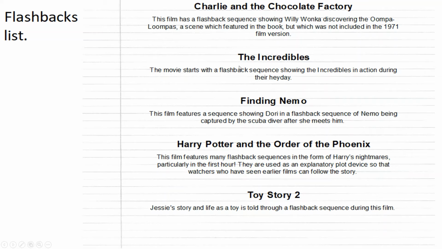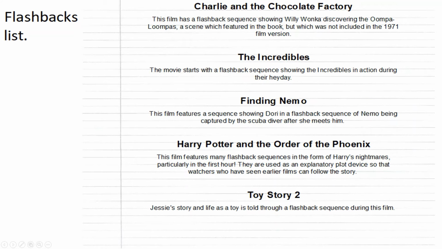Okay, so my list of flashbacks, I had Charlie and the Chocolate Factory. So in the new film, there was a flashback sequence showing Willy Wonka discovering the Oompa Loompas, a scene which featured in the book but was not included in the 1971 film version. There's The Incredibles. The movie starts with a flashback sequence showing the Incredibles in action during their heyday, so when they were really popular, when they were allowed. Finding Nemo, the film features a flashback sequence of Nemo being captured by the scuba diver after Dory meets him.